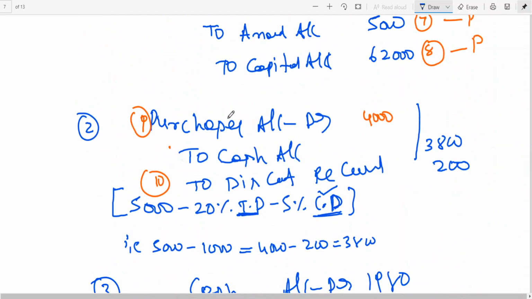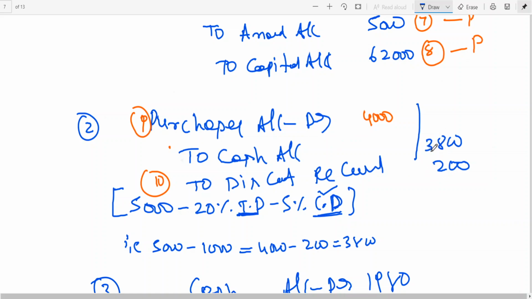When you are going for this entry, purchase account debit, to cash, to discount received. That means discount received has been created. Opposite account is purchase, but beginners may write 4,000. Please remember, in discount received credit side you should write 200 only, opposite account is purchases, but not 4,000. You should write 200.